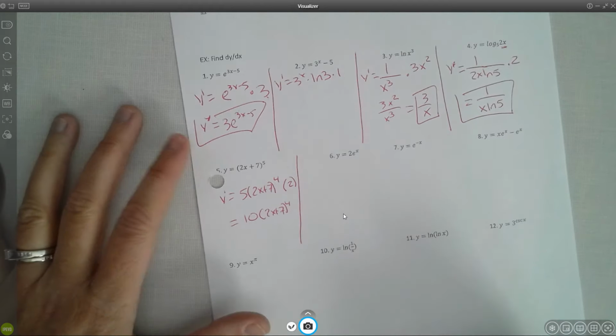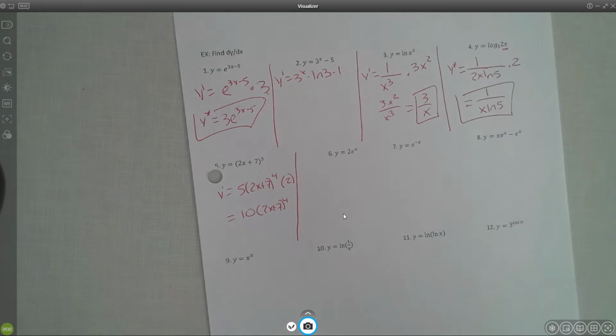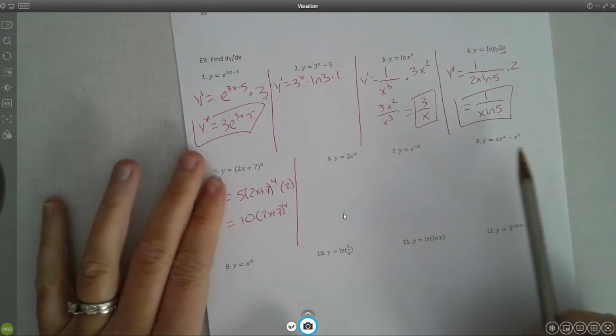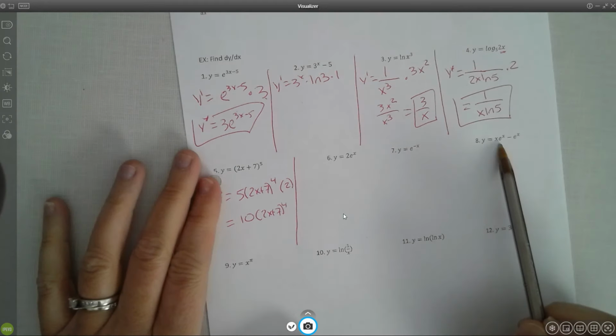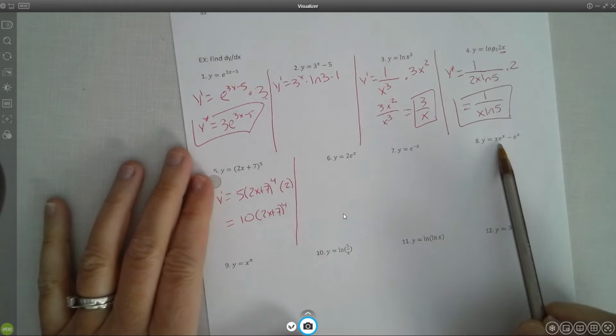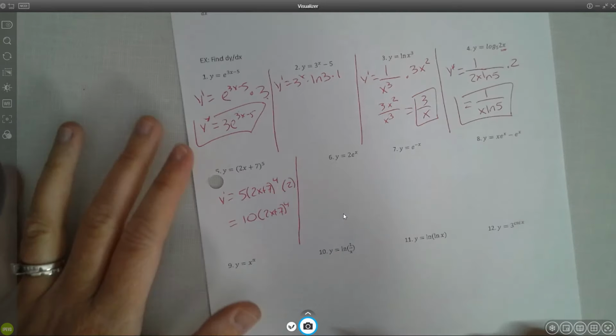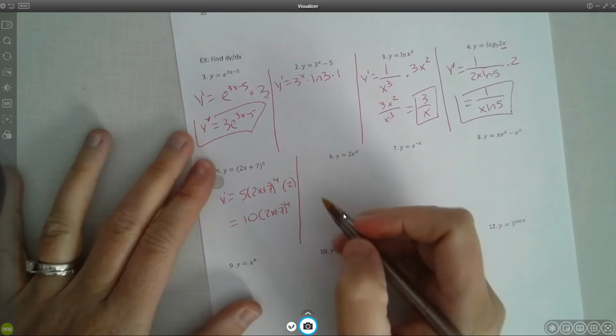So now the rest of these are just practices. So if I were you, I would pause the video right now. So hit pause, don't keep going, and then try like 6, 7, and 8, and then start watching the video to make sure you got them right. Note on 8, x times e to the x is a product rule, right? You're multiplying 2 x's, and there's no addition or subtraction sign between it, so that is a product rule. So go ahead and try it, and now I'm going to show you the answers.